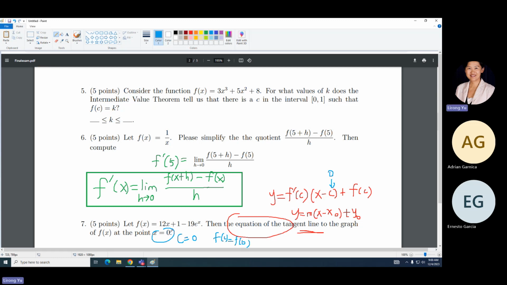And what's f of 0? This is equal to 0. It's also equal to 0. That is negative 18. So this is a number. These are the numbers, 0 and negative 18.